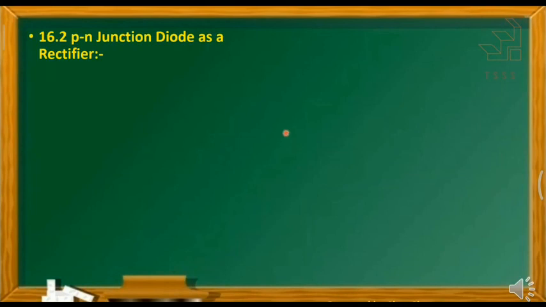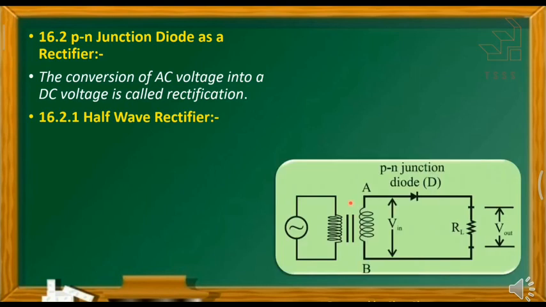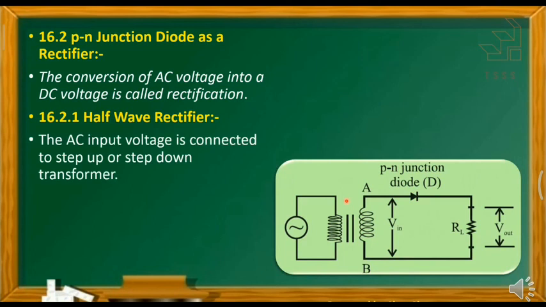Coming to the PN junction diode as a rectifier. The conversion of AC voltage into a DC voltage is called rectification. The process of converting alternating voltage or current into direct voltage or current is called rectification. Half wave rectifier: diode as a half wave rectifier.